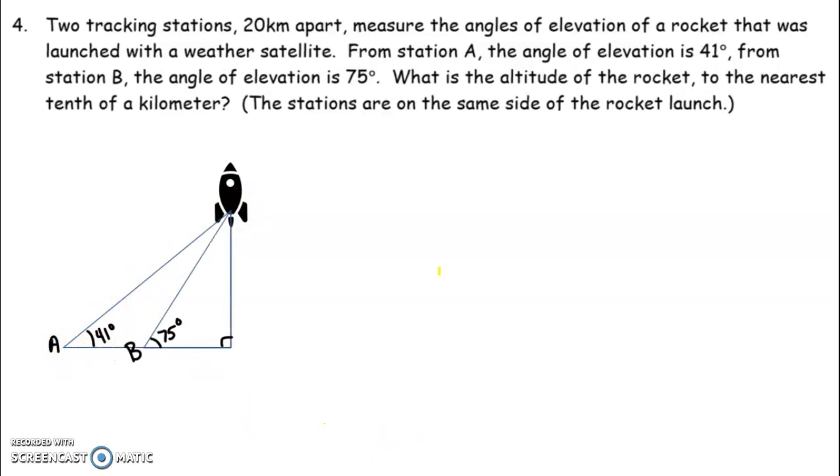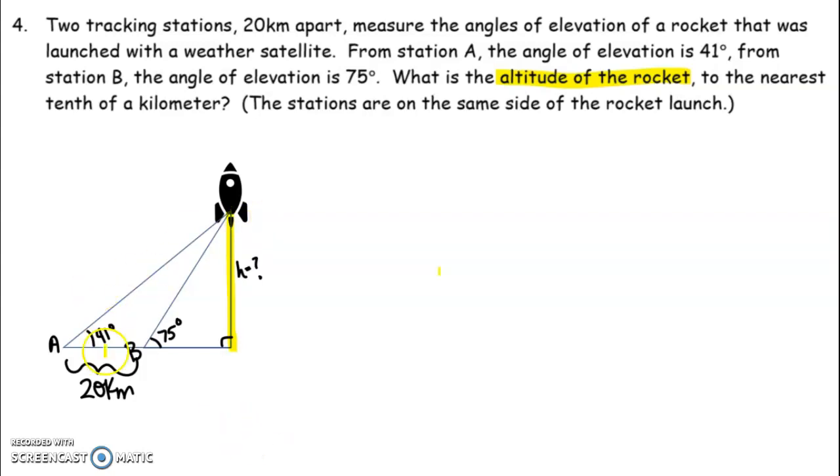From station B, the angle of elevation is 75 degrees. We know that the two stations are 20 kilometers apart. So what is the altitude of the rocket given that information? We need to find the altitude, and we'll call that h, height.